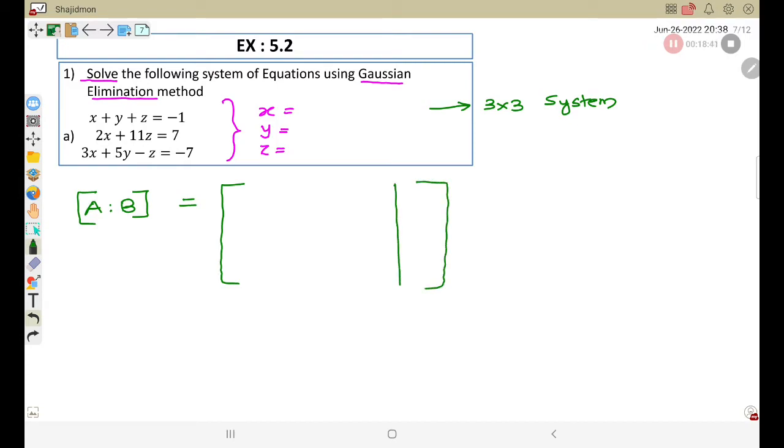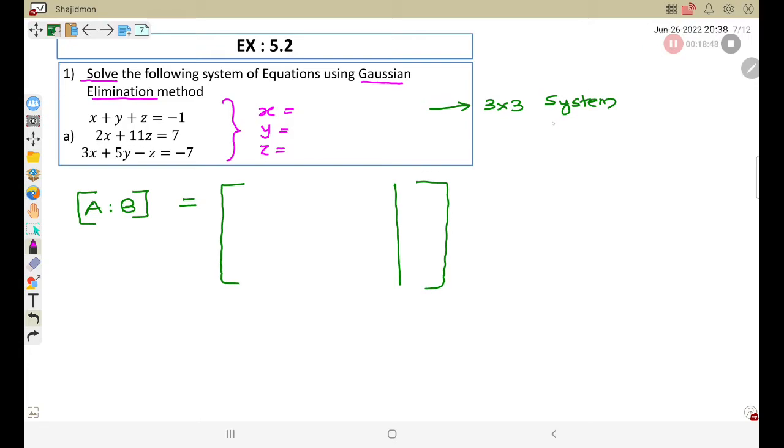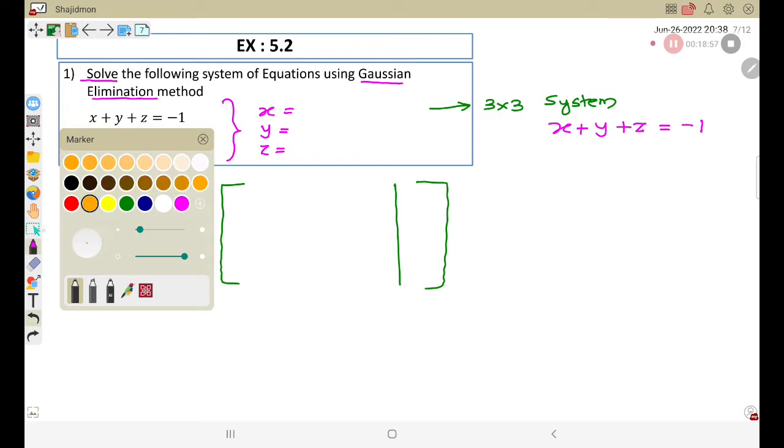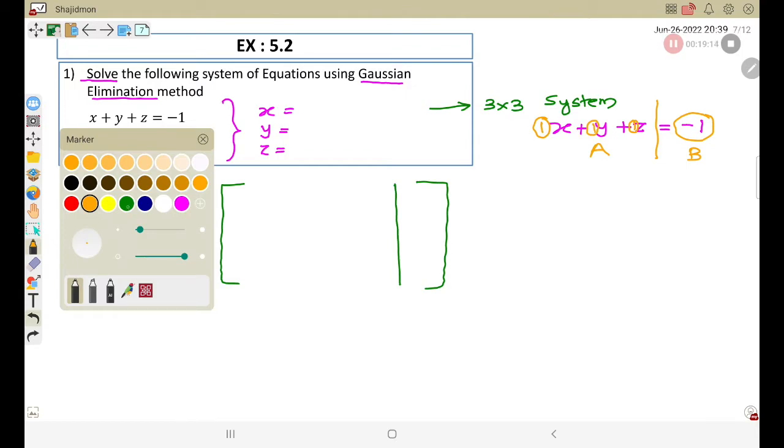You can check how we write the matrix: just the numbers behind the variables. Correct? What is the first equation? For example, x plus y plus z equal to minus 1. What you need to write is the number behind x, which is 1, the number behind y, which is 1, the number behind z, which is 1, and the right side number, minus 1. This part is the A part, and the right side number part is the B part. So we can write the matrix here.